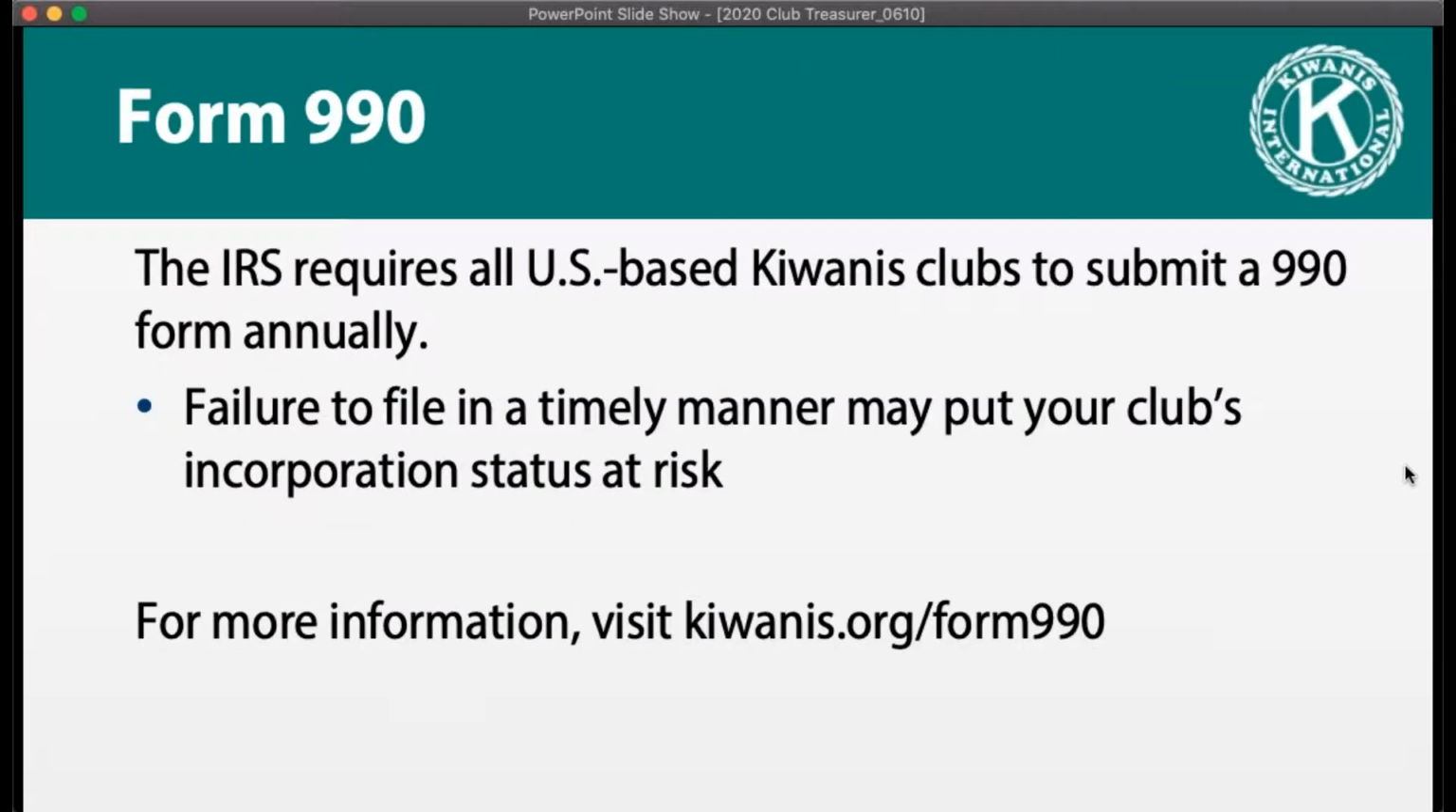The Form 990 is another very hot topic that the Internal Revenue Service requires all US-based Kiwanis clubs to submit annually. These are due on February 15th of every year, so 5 months after the start of your fiscal year. Failure to file these can put your club's incorporation status at risk, and in severe cases, you can experience fines. You can visit kiwanis.org/form990 for more information about the form itself. There are 3 kinds of 990s based on the amount of revenue that your club has.